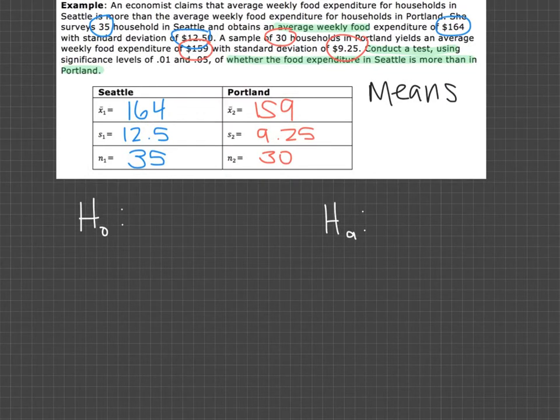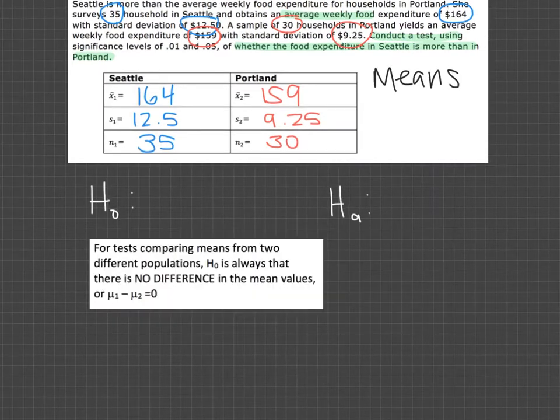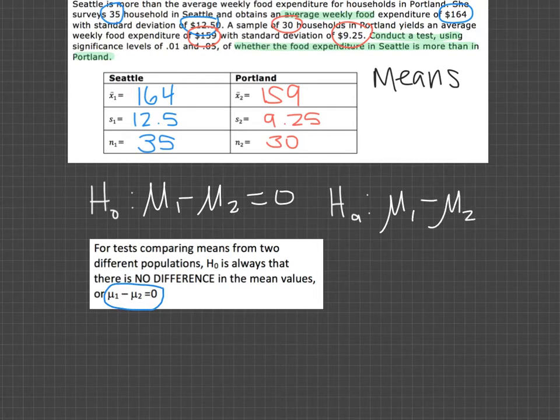So when we write down the null and alternate hypothesis for this kind of test, where we are testing the means from 2 separate populations, which are Seattle and Portland, the null is always going to be that there is no difference in the mean values. Or in terms of the symbols, mu1 minus mu2 is equal to 0, right? The difference is 0 between those two. And then in the alternate, we're going to have that it is either not equal to 0 or greater than 0 or less than 0.